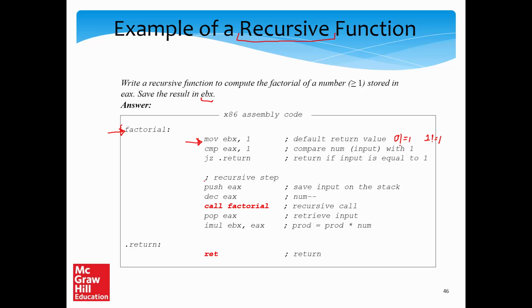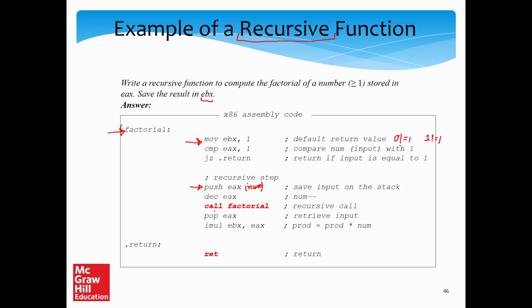Otherwise, we go to the recursive step. In the recursive step, we push the value of EAX, which is the number n that we got. We are calling it num over here. So we push the number num on the stack. We decrement EAX and then we call the factorial function.